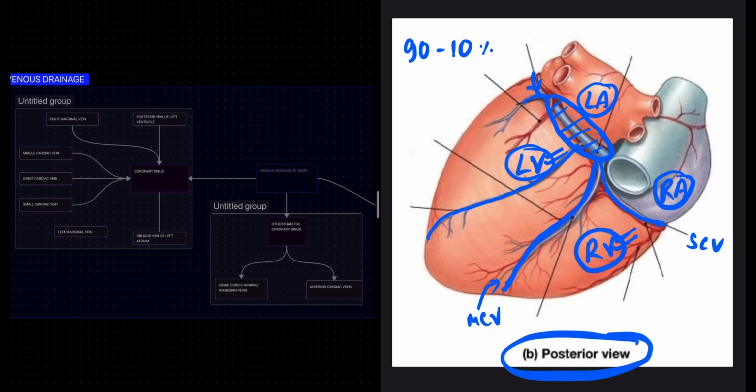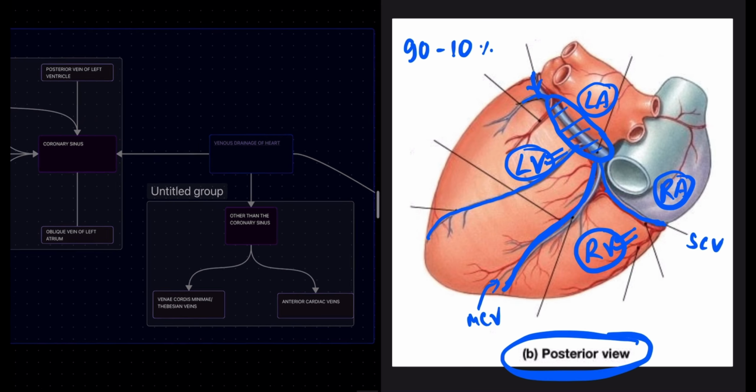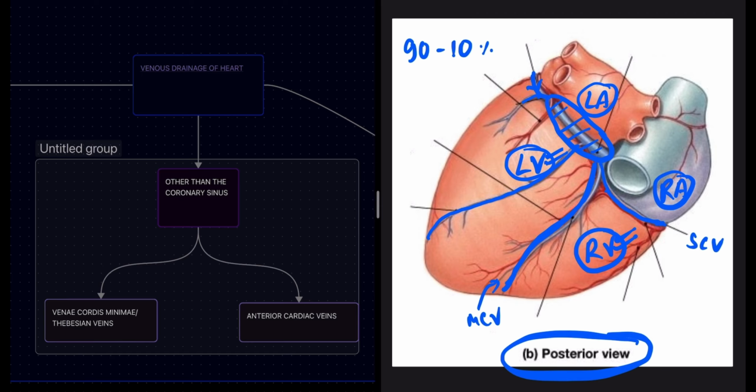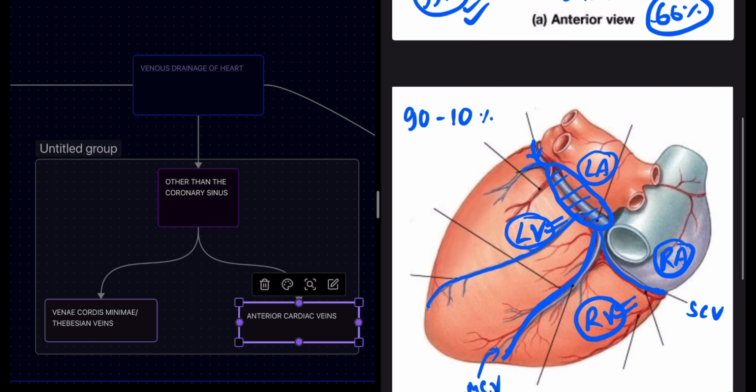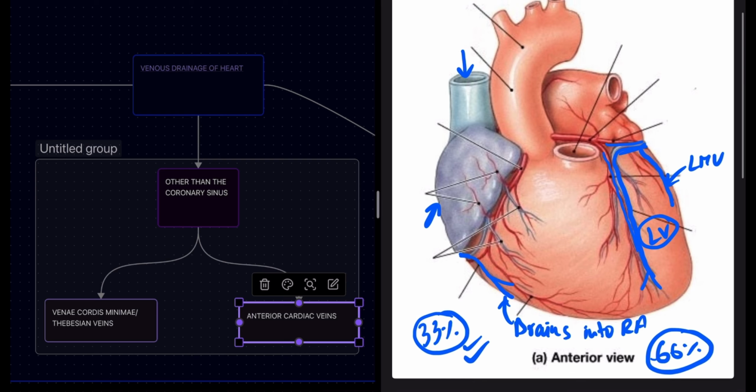But it is important to note that not all venous drainage of the heart passes through the coronary sinus. There are namely two other ways. One being the anterior cardiac veins, and the other the Thebesian veins, also known as the venae cordis minimi. The anterior cardiac veins are a series of 3 to 4 small veins that run parallel to each other, as you can see over here.